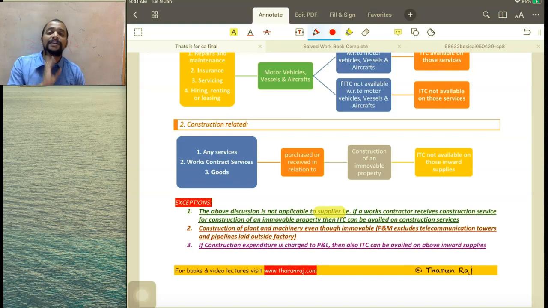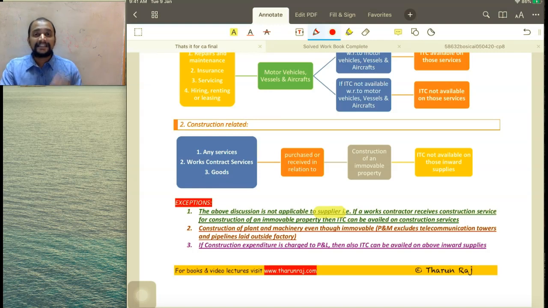What are the three items? Number one, any service in relation to construction of immobile property. Number two, works contract service. Number three, any goods purchased in relation to construction of immobile property, blocked credits. Now we have three exceptions here.